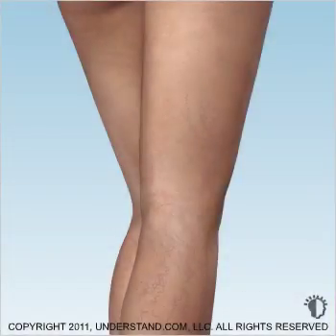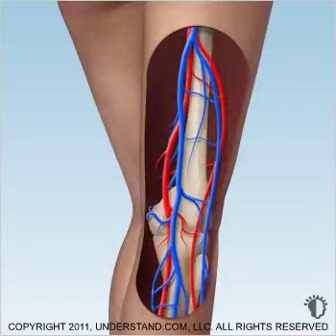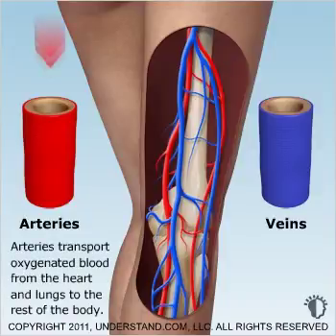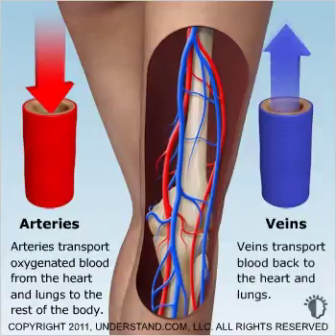Before you learn how spider veins and varicose veins can be treated using sclerotherapy, you need to understand what causes spider veins and varicose veins. Your circulatory system is composed of arteries and veins. Arteries transport oxygenated blood from the heart and lungs to the rest of your body. In contrast, veins transport blood back to your heart and lungs. Spider veins and varicose veins most commonly occur in the leg, in what are known as the superficial veins. This is because the veins in your legs are subject to large amounts of pressure and must work harder than other types of veins to transport blood upward to the heart against the force of gravity.